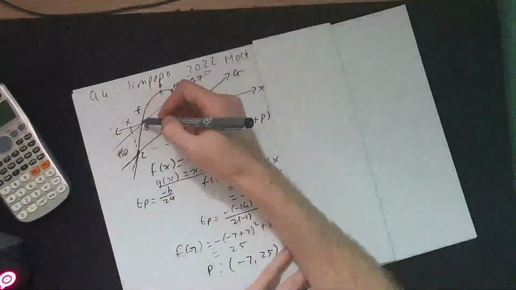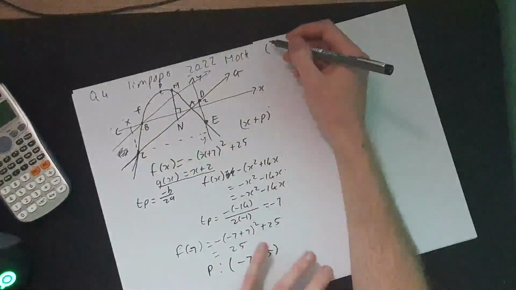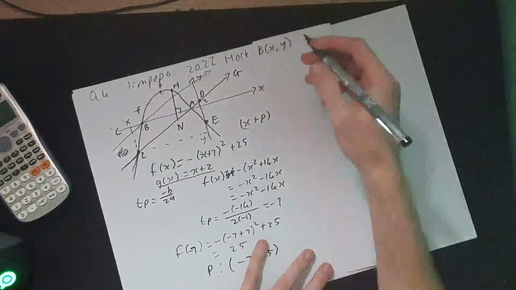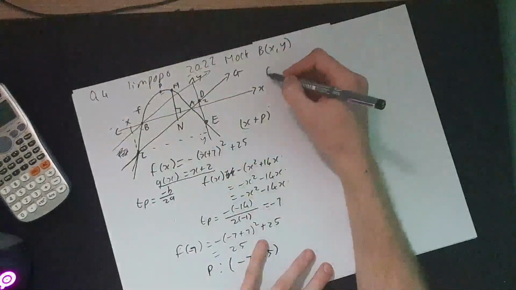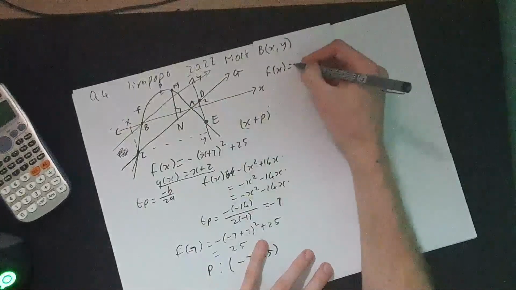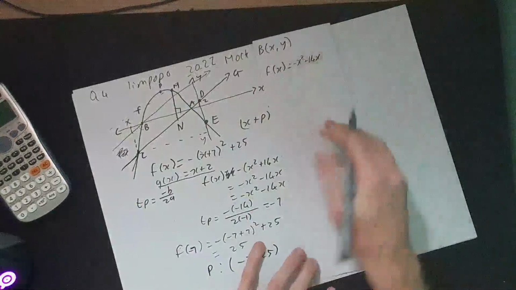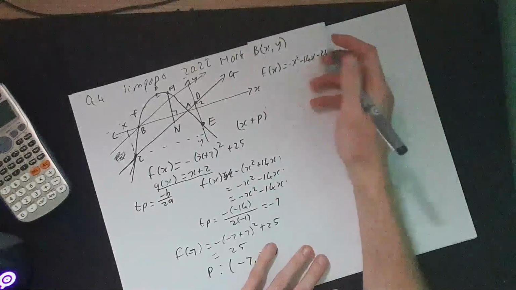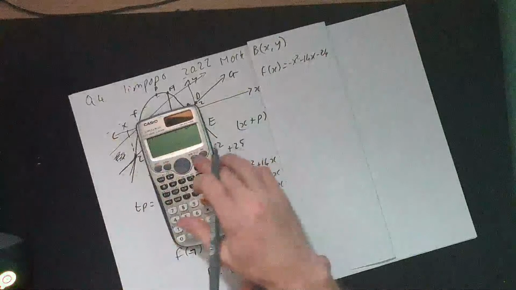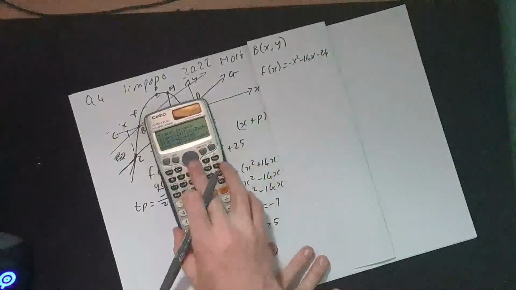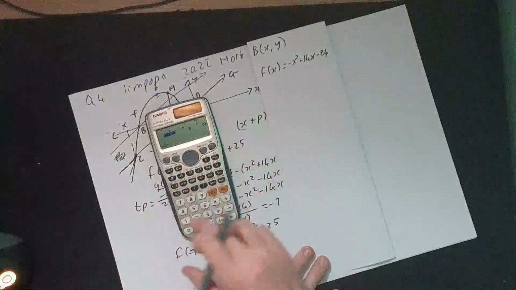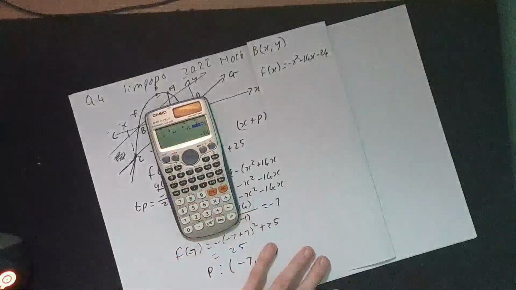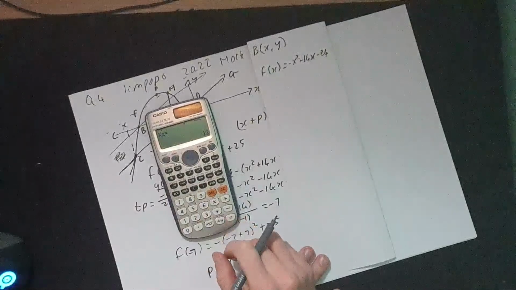And then what you can do is you have the coordinate of B, because we know the x-intercept. So we can find the x-intercept of B by factorizing our parabola. Okay, so f of x equals -x squared minus 14x minus 24. Then if we factorize that, you can use your calculator again. We end up with -2 and -12.